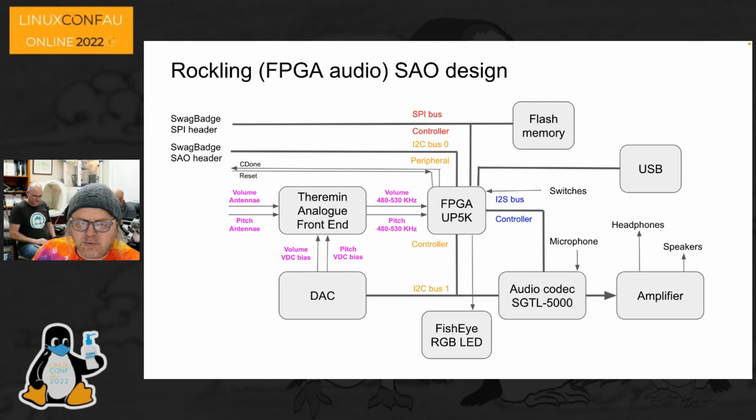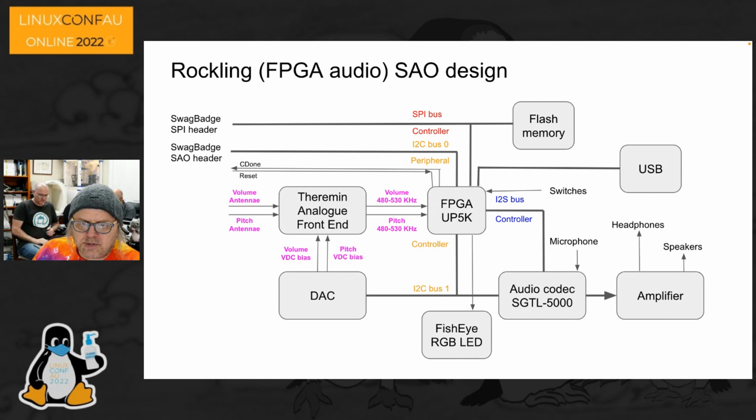So the idea is that with the FPGA, with the DSPs, we'll be able to synthesize, hopefully, some sophisticated sounds to give that sort of classic Theremin noise, and then send that data to the audio codec, out to the amplifier, then to either a headphone jack or speakers. And you can also see at the top the flash memory is on the SPI bus, so that allows the swag badge to initially flash the bootloader onto the flash memory. So when the FPGA is powered up, it'll load its bitstream from the flash memory.